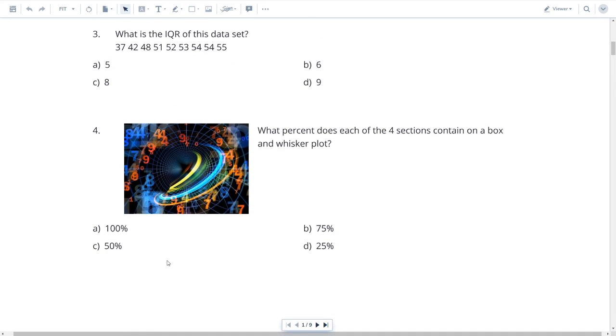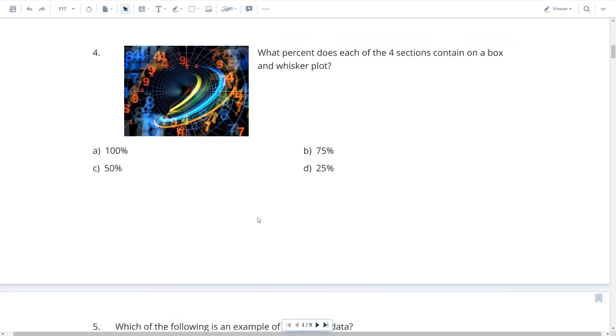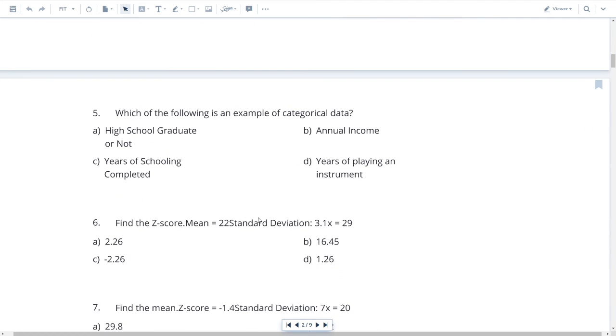So there we go. Let's take a look at number 4. On number 4, what percent does each of the 4 sections contain on a box and whisker plot? It looks like every single one of you got this one right. So, oh, happy day, the answer is 50%. Let's scroll down to number 5.